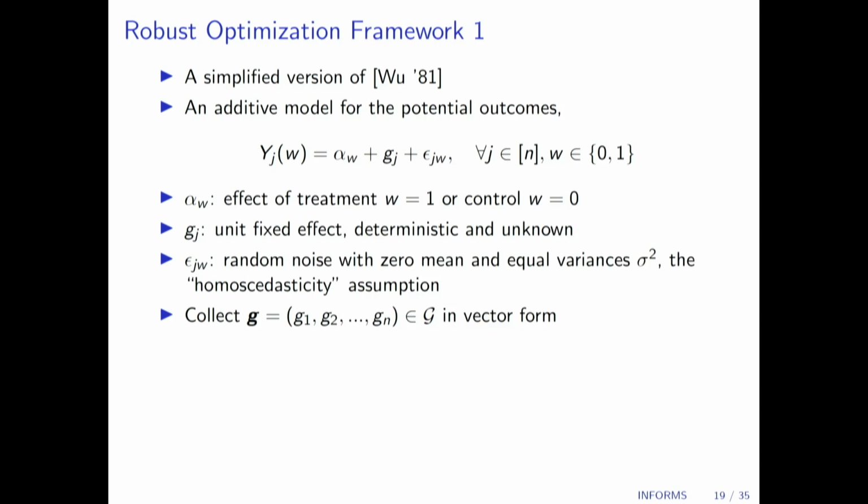So going back to this model, we have assumed this unit fixed effect model, and we're going to collect these unit fixed effects in the following vector form. And we're going to refer to this calligraphic G as the domain that the different units can take values from. So this paper makes the following assumption of permutation invariance.